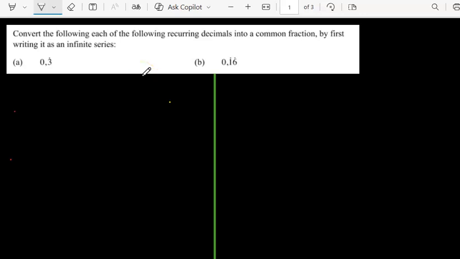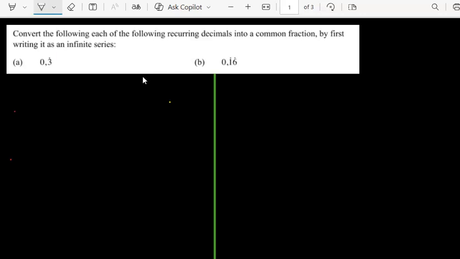Okay, so now we're going to work with sum to infinity, where we convert recurring decimals into common fractions. So now we can use the sum to infinity formula to convert recurring decimals into common fractions. In order for you to answer this question, you need to write this recurring decimal as an infinite series.